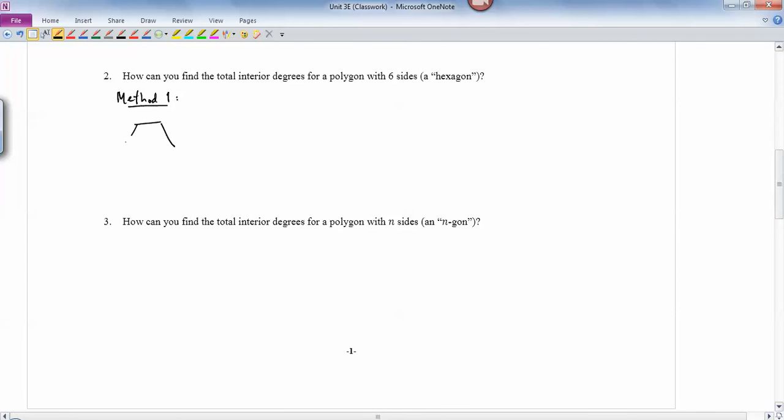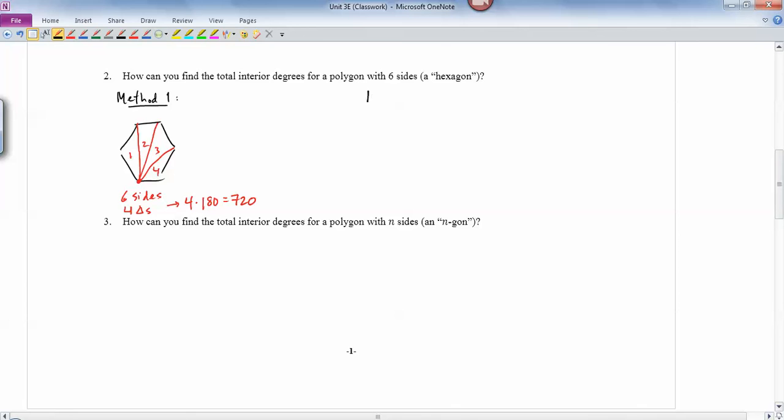1, 2, 3, 4, 5, 6. So method 1 was pick a corner, a vertex, connect it to as many other vertices as possible. So I can connect it to that one, this one, and this one. And remember, it's 6 sides. I get 4 triangles, right? 1, 2, 3, 4. 2 less than the sides. And that's going to lead to 4 times 180 degrees, which ends up being 720.